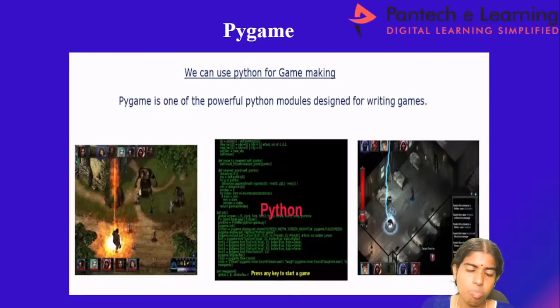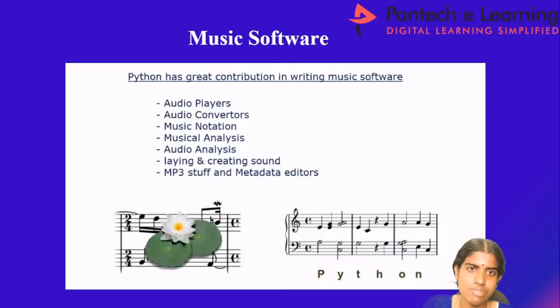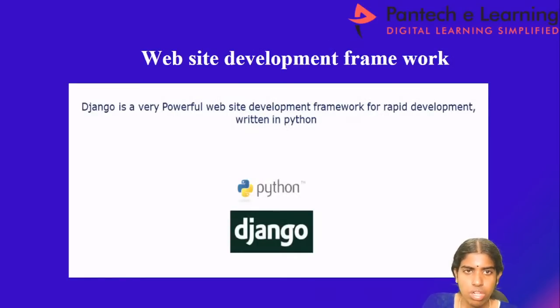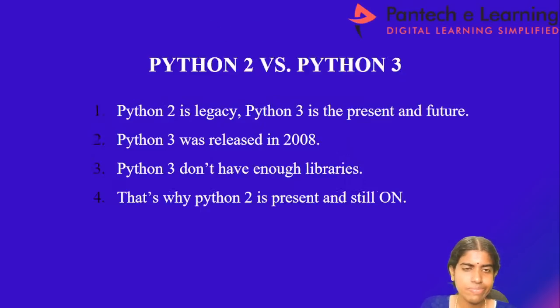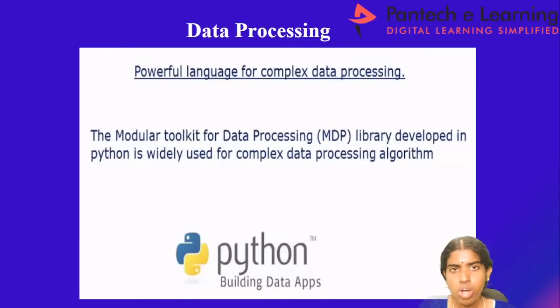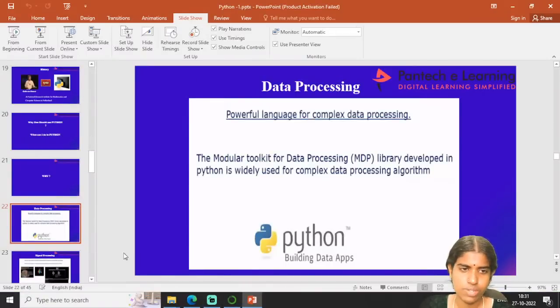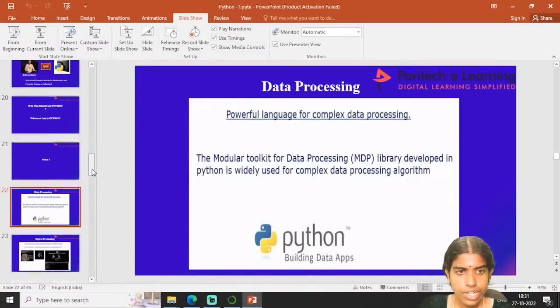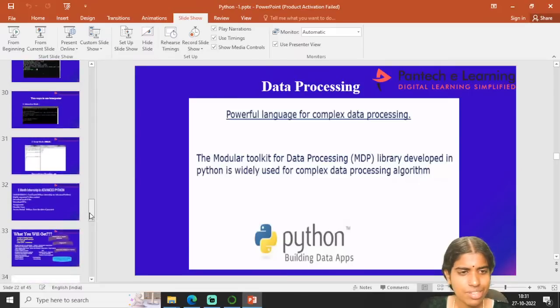And game making software. Pygame is one powerful Python module for writing games. Clear with this? All these are different types of applications that can be developed using this programming language. And website development framework. Django is a very powerful website development framework written in Python. Till this part, whatever I am speaking, everything is clear.